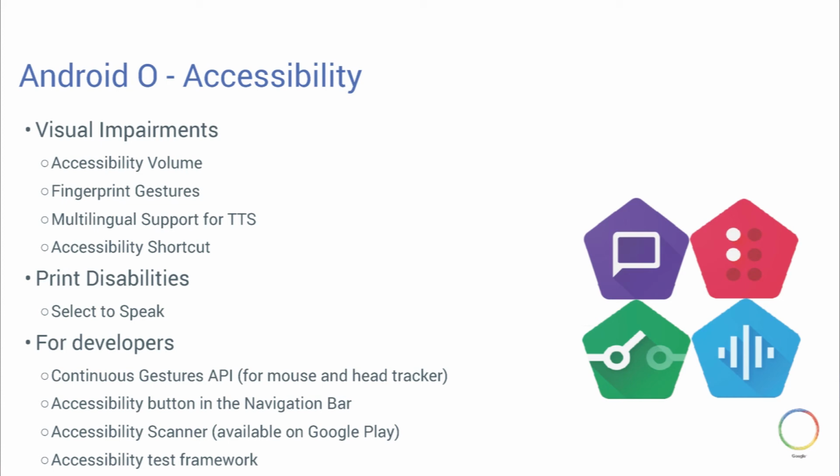For multilingual support, we use machine learning in our text-to-speech so that we can detect which language and play the speech in the right language. For people with reading challenges, we also add something new called Select to Speak, so they can select an area on the screen, and we will read back to the user the selected area.